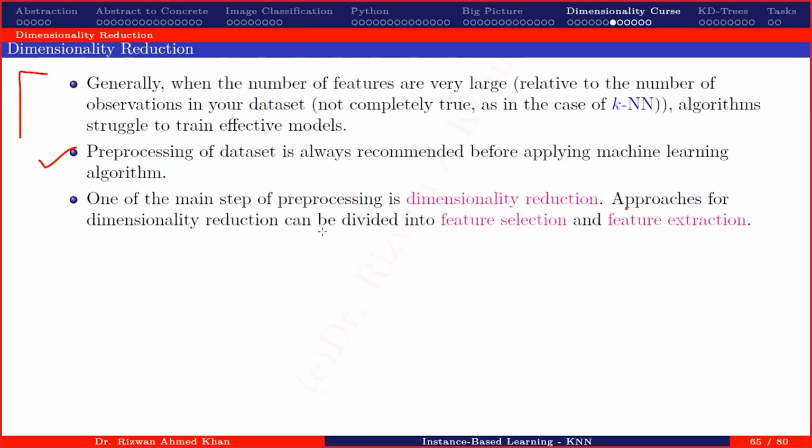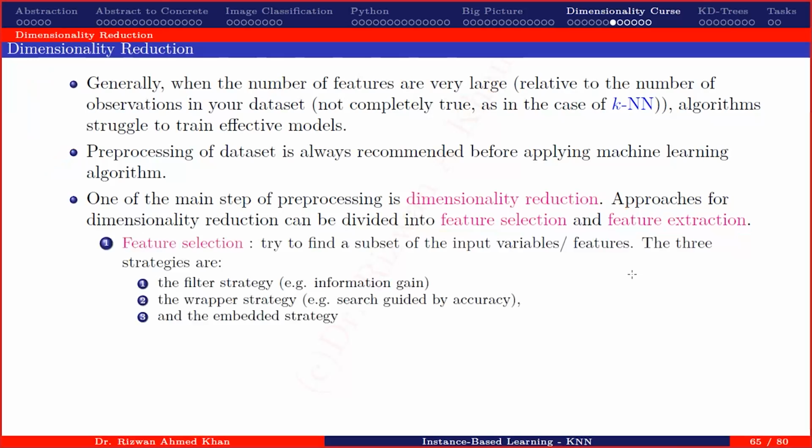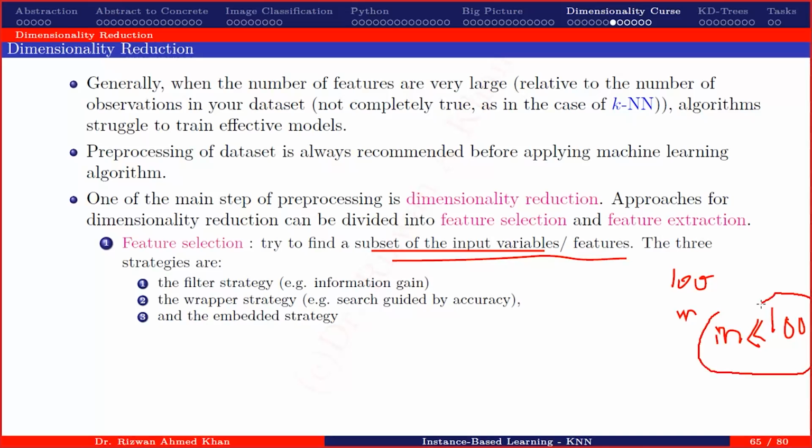Approaches for dimensionality reduction can be divided into feature selection and feature extraction. Right? Feature selection tries to find a subset of input variables or features that are useful. So if we have 100 dimensions, we try to find, let's say, m, where m is less than 100 or very small. This is the main aim of dimensionality reduction. And there are different strategies to find which features are useful: a filter strategy, a wrapper strategy, and an embedded strategy, which has both capabilities.